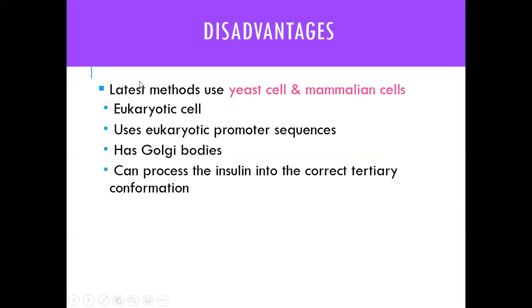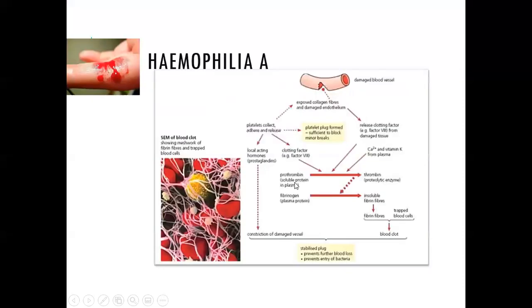So therefore, to solve that problem, the latest methods use more eukaryotic cells like yeast cells and mammalian cells, even insect larva cells, which are eukaryotic. For this kind of cell, they have to use a eukaryotic promoter sequence put in the upstream of the gene. These cells have a Golgi body, so they can process the insulin to the correct tertiary conformation.